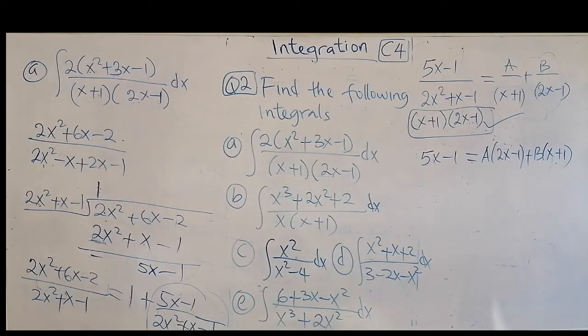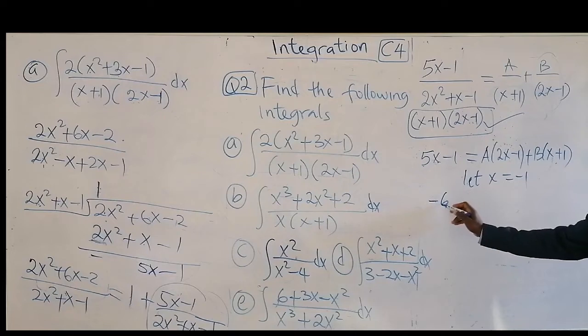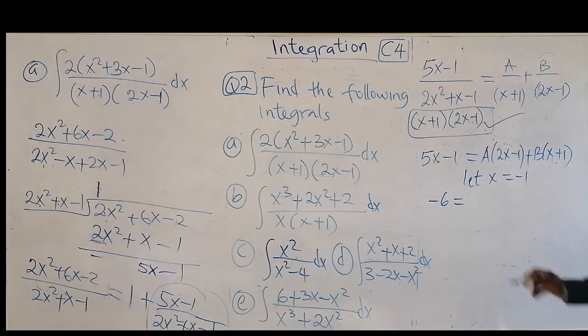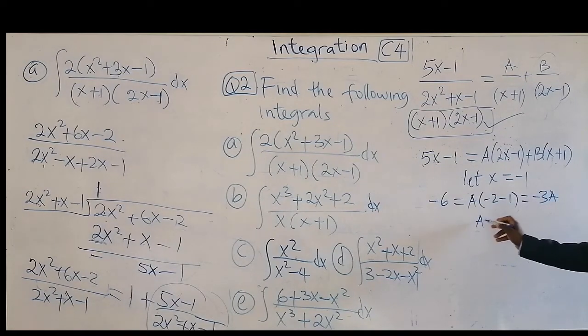Okay, and then multiply this one by the common factor also. So we can quickly substitute now. Let x be minus 1. So that will be 5 times minus 1, that's minus 5, minus 1, that's minus 6. And that will be A times 2 times minus 1, that's minus 2, minus 1. So that will be equal to minus 3A. So A is 2.